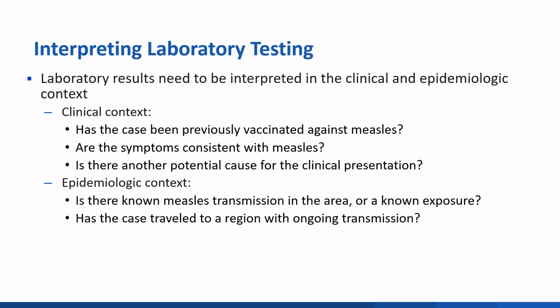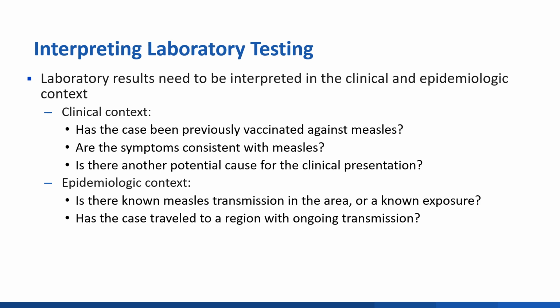So for example, for clinical context, we can ask, has the case been previously vaccinated? We know that 2 doses of MMR are highly protective, although there are vaccine failures and breakthrough cases occasionally, but previous vaccination makes it less likely that a person has measles.